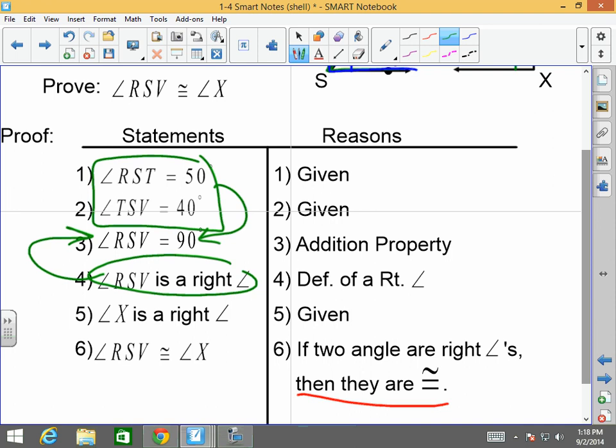Correct, sir. You couldn't have definition of right angle yet because you haven't defined that it's 90. So you couldn't switch 3 and 4, no. Does that make sense? Does that make sense to everybody? Awesome. You guys are doing great today.